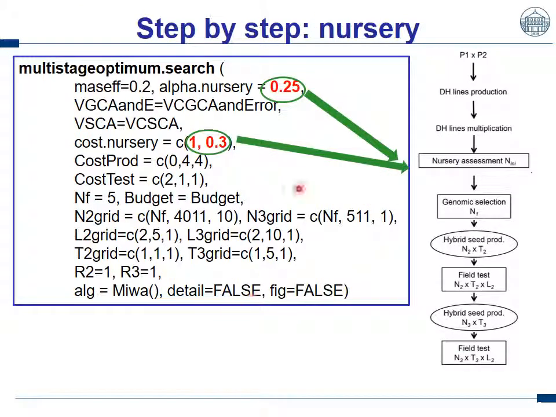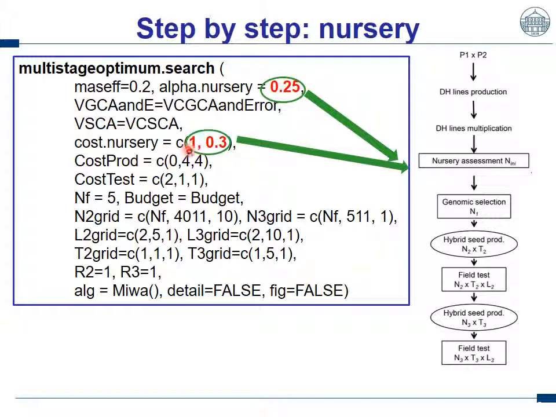Let's go a bit more in details. We look at the scheme. We produce the DH lines. Then we had at first the nursery. And you can see once again in the code where are the factors for the nursery you should put into. This is on the one hand the alpha nursery, which is the selected fraction in the nursery. And on the other hand, it's the costs which arise here in the nursery.